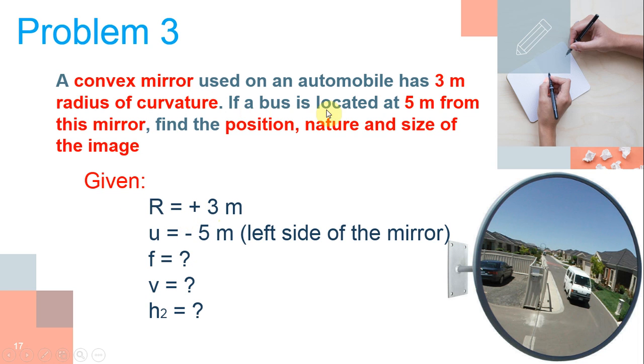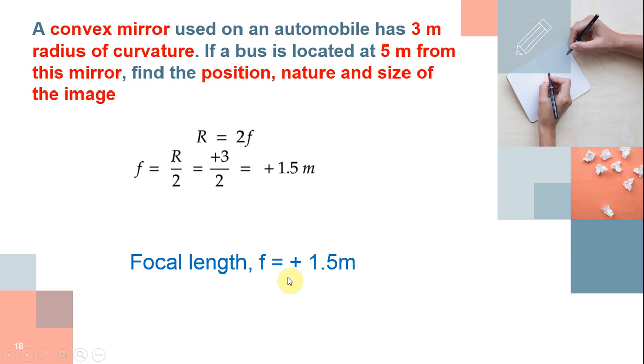Now the bus is located 5 meter from the mirror, so U is equal to minus 5 meter. Minus indicates the left side of the mirror, and we need to find the focal length F, the image position and the size of the image. Now we find the focal length. R is equal to 2F. The radius of curvature is equal to 2 times the focal length. Now F is equal to R by 2, which is 3 by 2, equal to plus 1.5 meter.